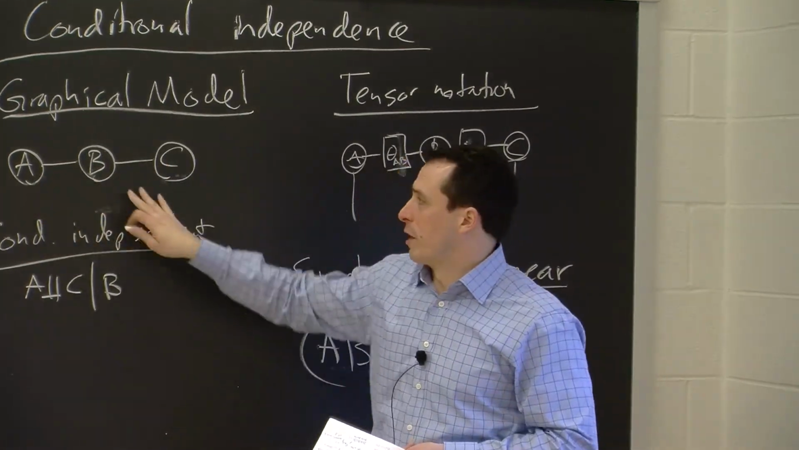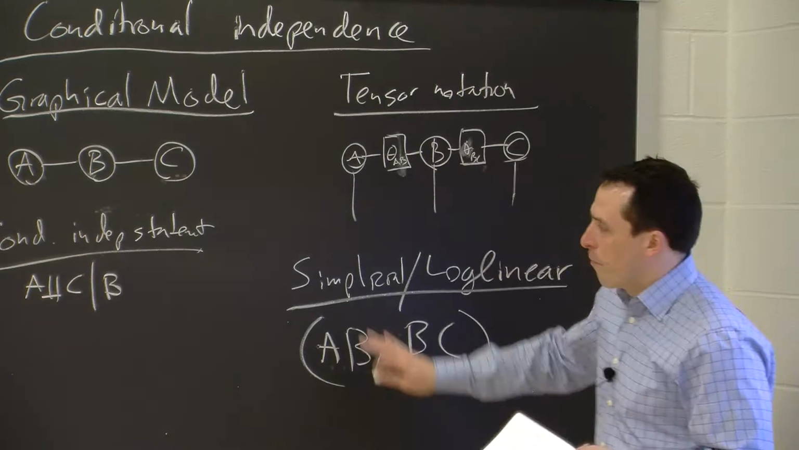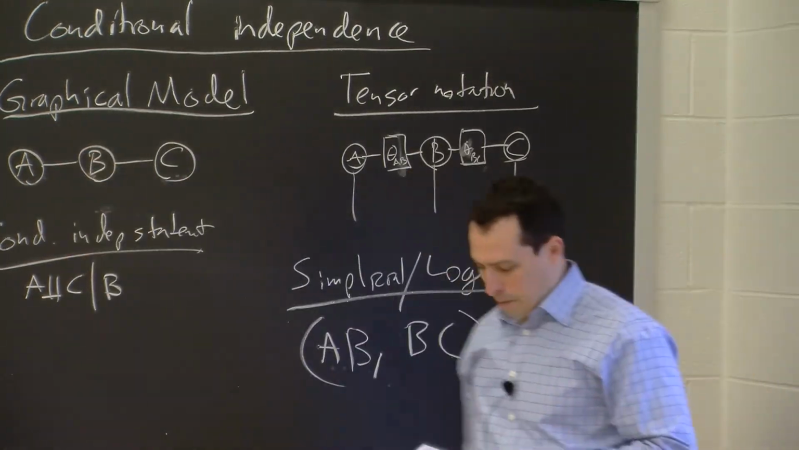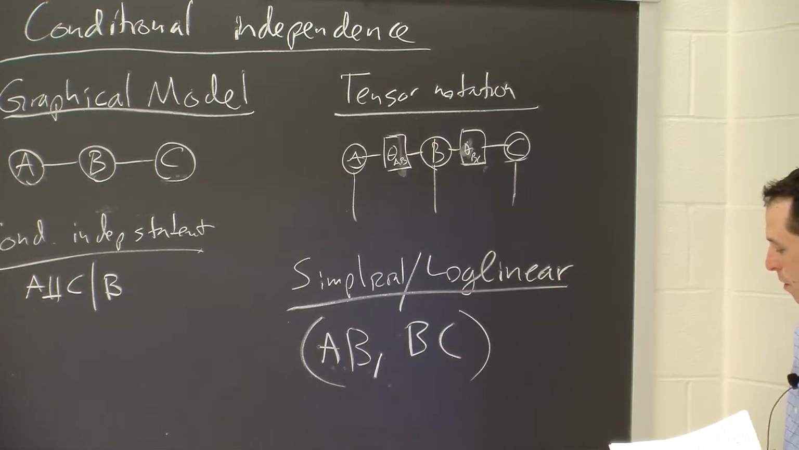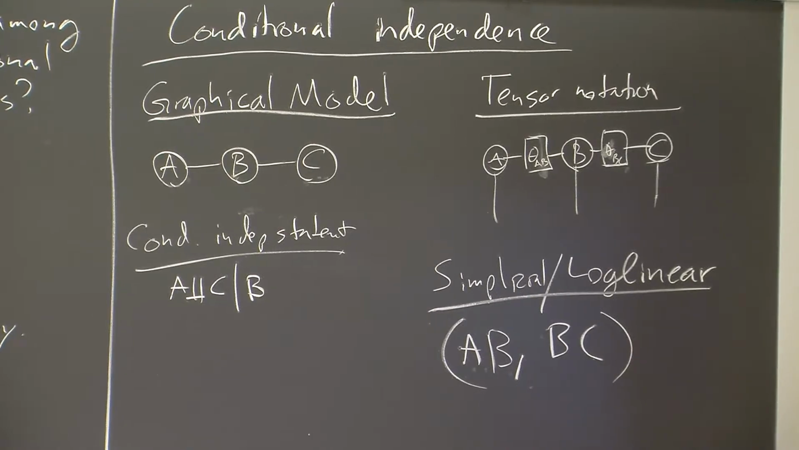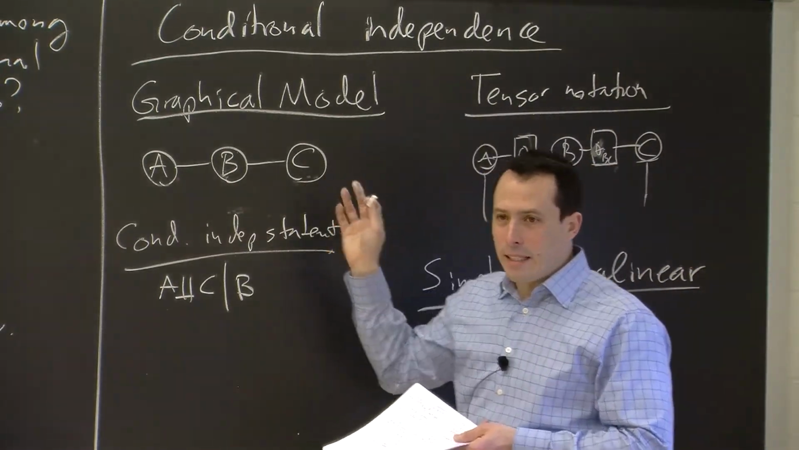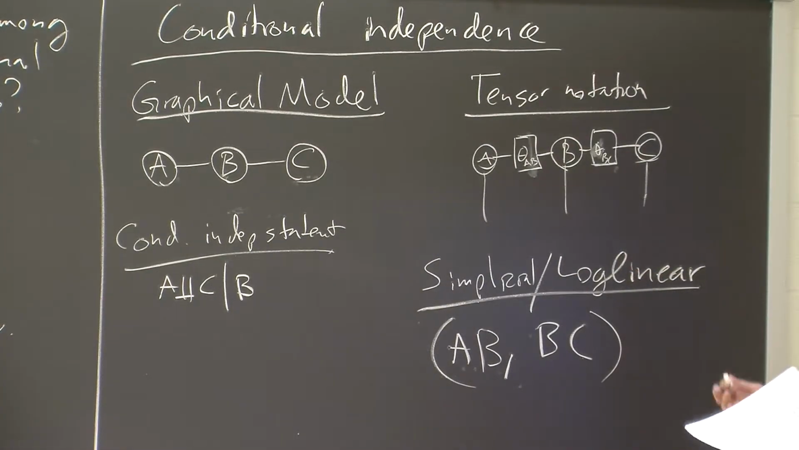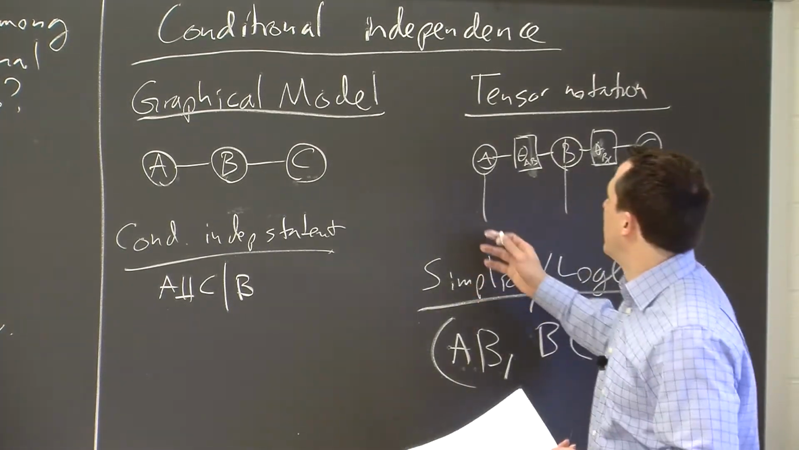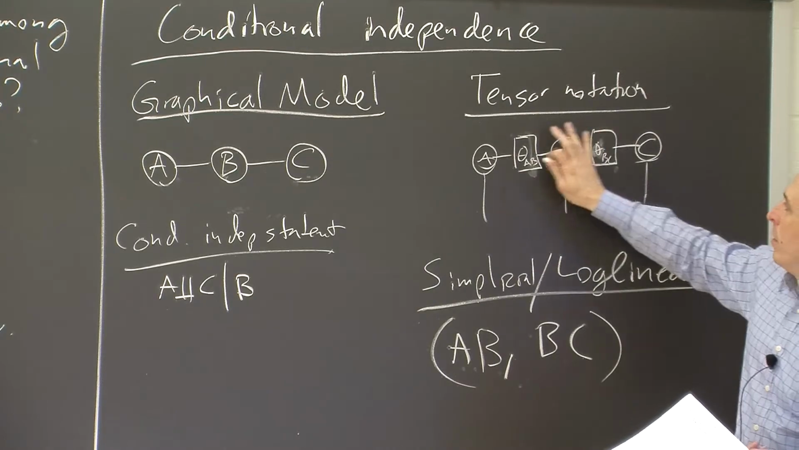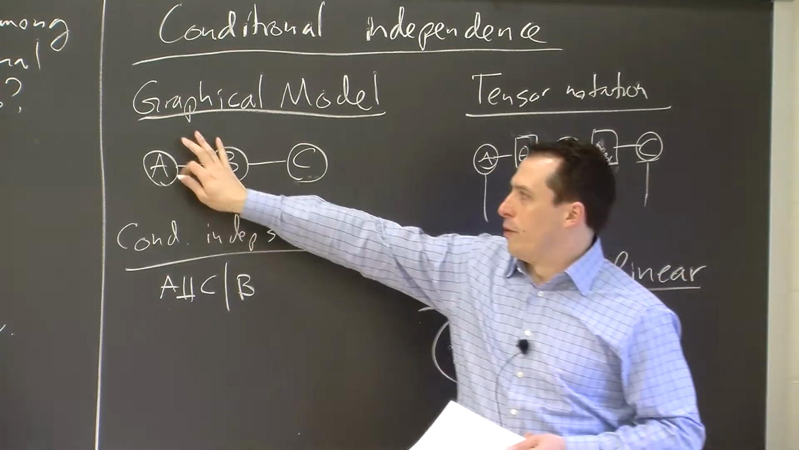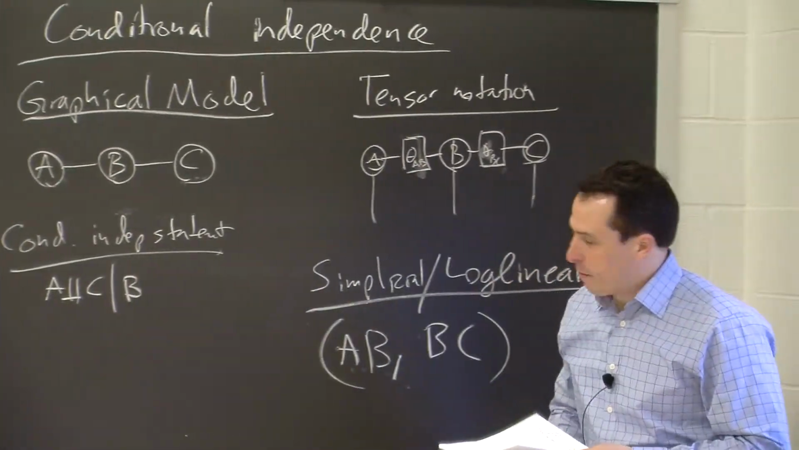In general, they're going to correspond to something called a clique in the graph. But in this graph, it corresponds to these edges. So what we're saying in words is that if I know the state of B, A and C can be taken to be independent. Another way of thinking about it is that all the interaction factors through these two boxes, the relationship between A and B and the relationship between B and C.